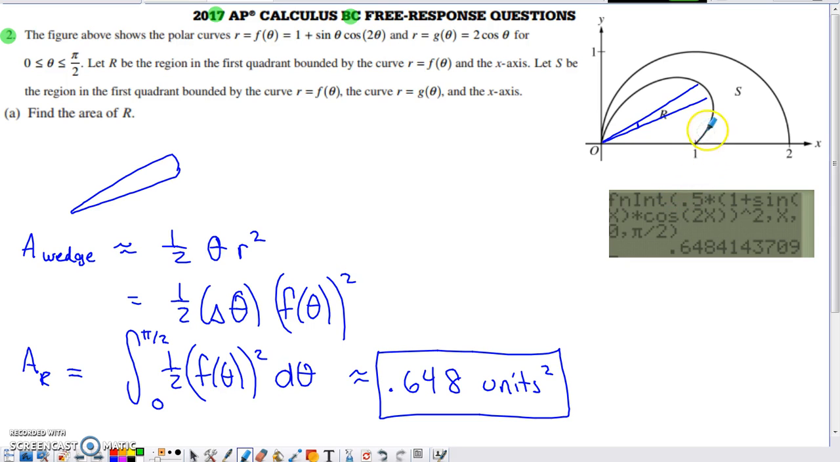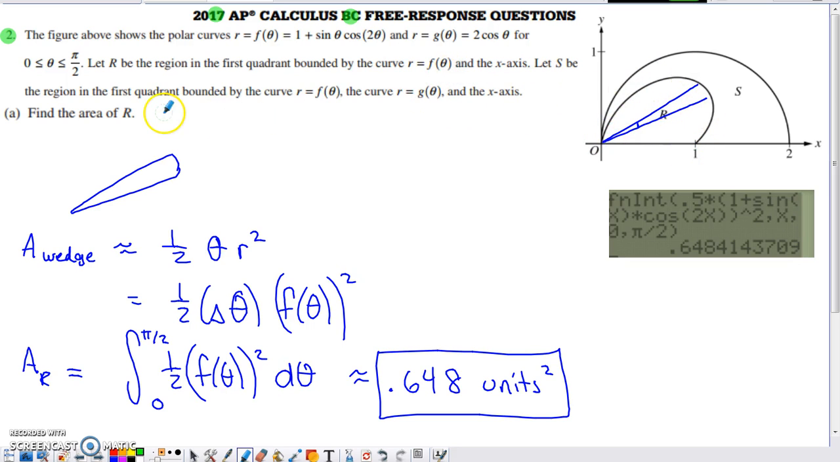r equals f of theta is going to trace out this inner curve right here. And then r equals g of theta is going to trace out this outer curve. They tell us that the range of values for theta we're concerned with are 0 up to pi by 2. They define two other regions. They say region R is going to be the region that's in that first quadrant, bounded by the x-axis and f of theta. So you see region R right here.